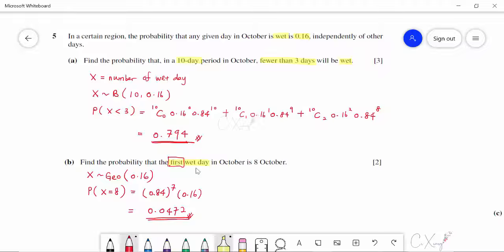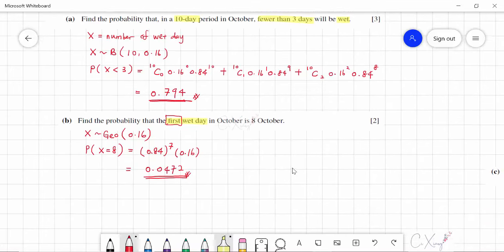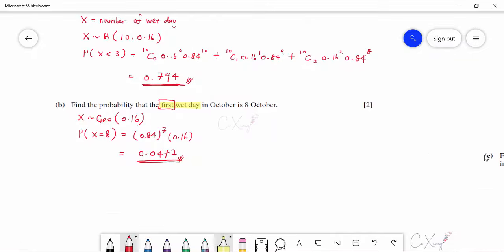All right, so for these two questions, generally you need to identify the distribution of x by yourself. For part A it is a binomial distribution, and part B is actually the geometric distribution. All right, so let's continue to part C.